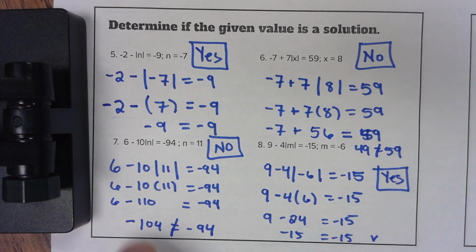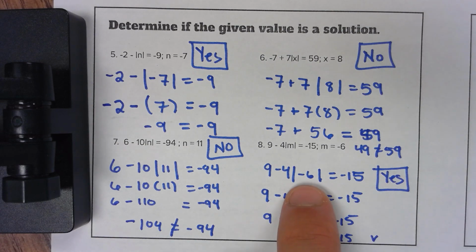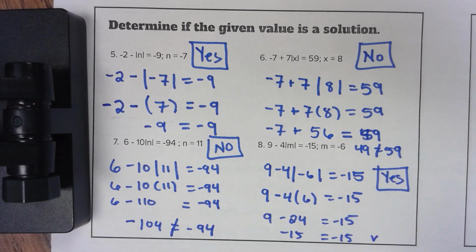For 7, the left side, I end up getting negative 104 after subbing in 11. Negative 104 does not equal negative 94, so again it is no. And then on 8, I end with negative 15 equals negative 15, which is a true statement. And thus, negative 6 is a solution. And then just be careful that when you take the absolute value of a number, we're always making it positive, not changing the sign, but making it positive.